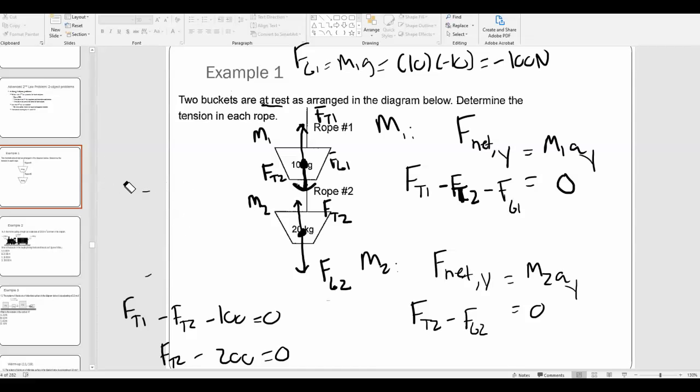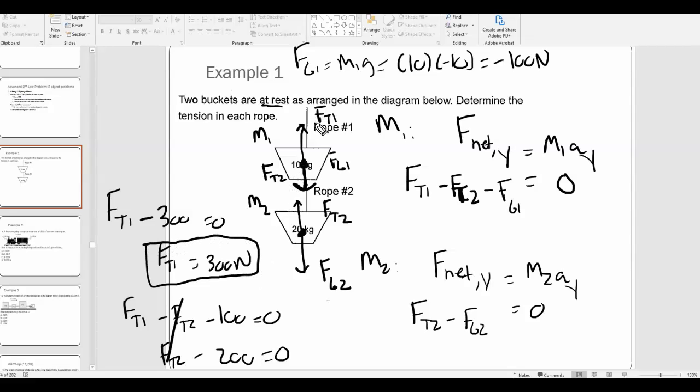The way elimination works when you're solving a system is you basically just add the two equations together. When I add the top equation to the bottom equation, this cancels, and I end up with Ft1 minus 100 plus negative 200, which is negative 300, equals 0, and so Ft1 equals 300 newtons. Now, this result is not at all surprising because it is exactly what you would expect. Rope 1 has to support two masses, and the combined weight is going to be 300 newtons. So even if you didn't do the problem like this, you could probably get 300 newtons for Ft1.